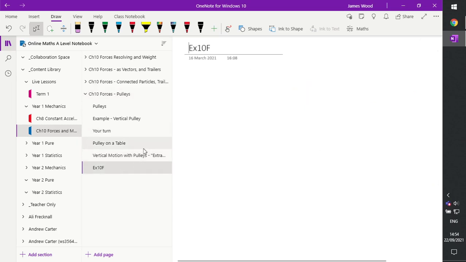So the questions I'd like to have a look at is exercise 10F. There's lots of pulleys questions, and there's some with two sections of motion like we looked at in the last two questions as well.